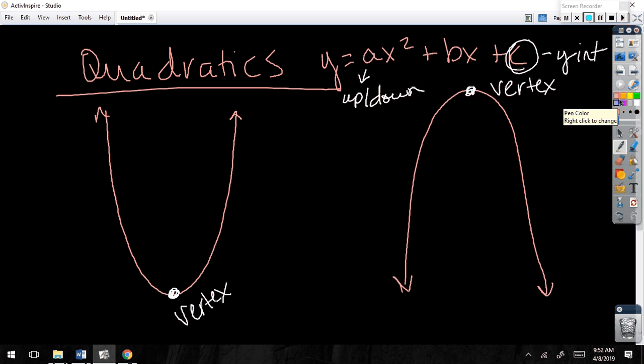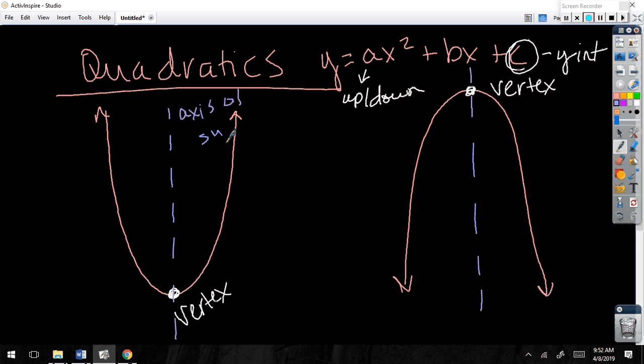Line of symmetry, where is it? In the middle of the vertex. This is the axis of symmetry.